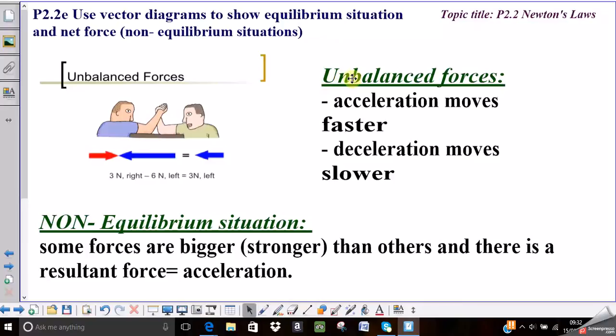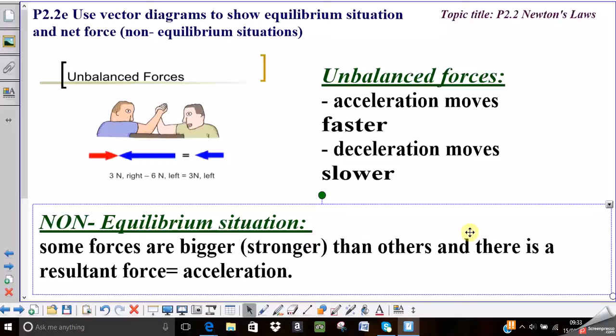Well, what does it mean? It means that unbalanced forces, that means forces that are different, create acceleration. Acceleration means what? Well, an object can be going faster, and this is called acceleration, or an object can be moving slower, which can also be called deceleration. So in this situation, the resultant between these two forces is that the blue force wins, and it wins by 3 newtons moving to the left, because that's the difference between the initial 6 newtons and the 3 newtons going against it.